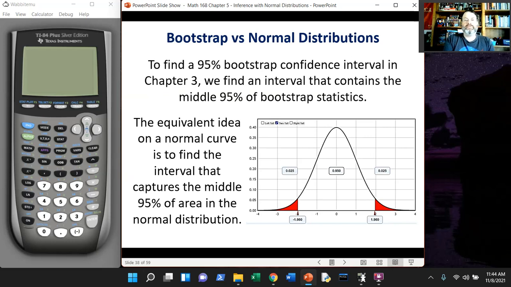So the idea here is that we're going to try to find confidence intervals. And when we did bootstrapping, we had a dot plot, and we would capture the middle 95%, or whatever the number was, of the bootstrap statistics. So the equivalent idea here is that we want to find the interval that captures the middle 95% of the area in the normal distribution. So it's really the same thing we did in chapter 3, except instead of dot plots, we're going to be replacing those dot plots with smooth curves.